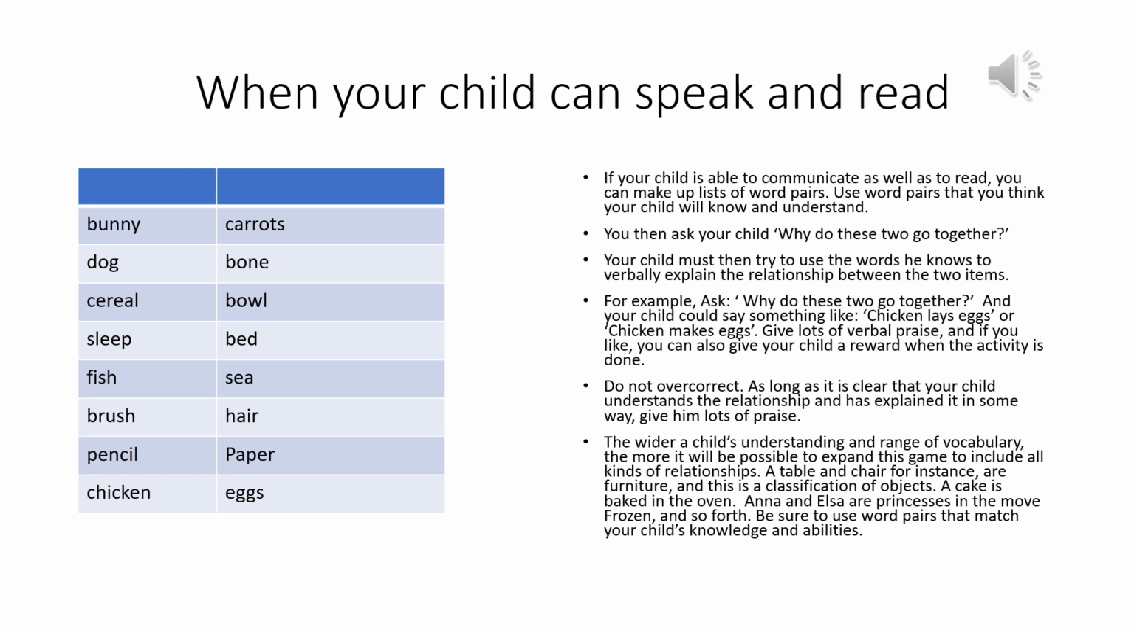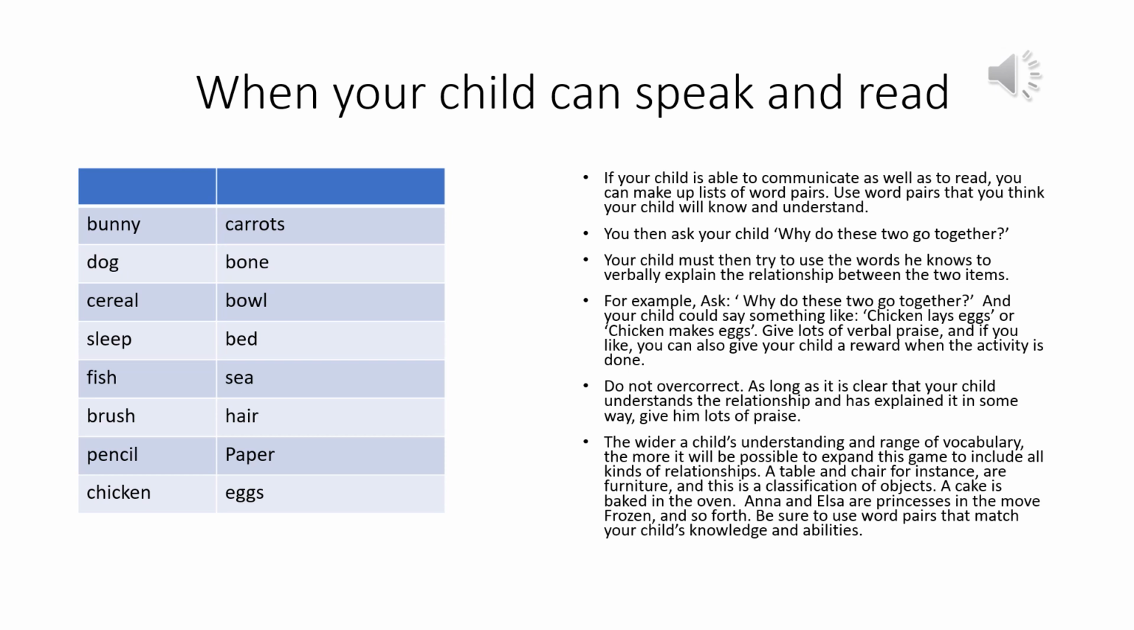So you would then ask your child, why do these two words go together? Or why do chicken and eggs go together? Your child would then have to use the words that he knows in order to answer your question by verbally explaining the relationship between the two items. For example, if you ask, why do chicken and eggs go together? Your child could then say something like, chicken lays eggs or chicken makes eggs.